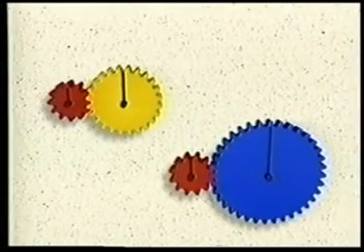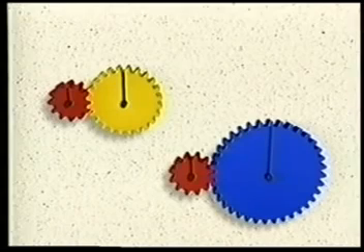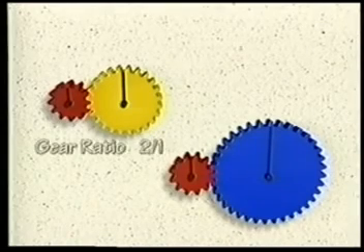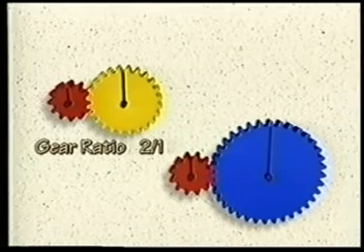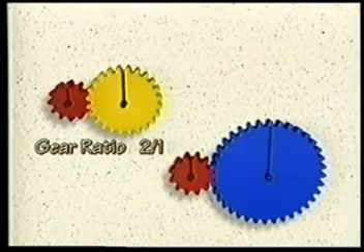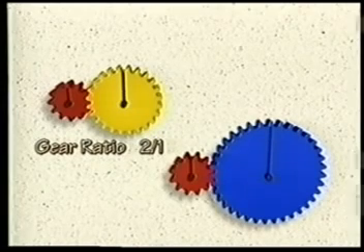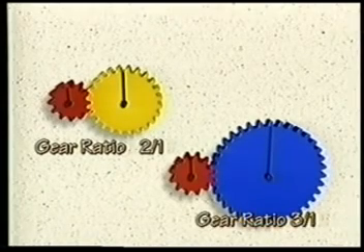Here are 2 gear pairs we've seen before. On the left is a 12-tooth driver gear meshed with a 24-tooth driven gear. The gear ratio is 2-to-1. On the right is a 12-tooth driver gear meshed with a 36-tooth driven gear. This gear ratio is 3-to-1.